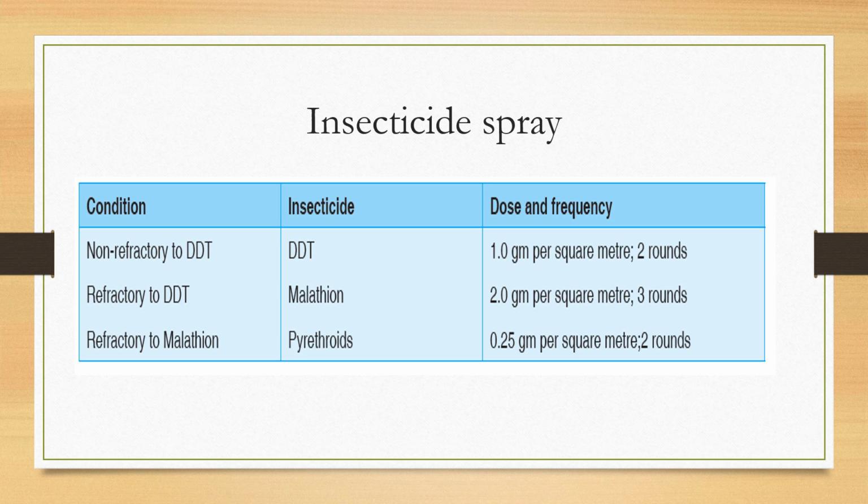In addition, IRS is very difficult in urban areas due to the small size of the houses, more family members, density of the people, and density of houses in a given area. So IRS at present is primarily focused on rural areas of the country.